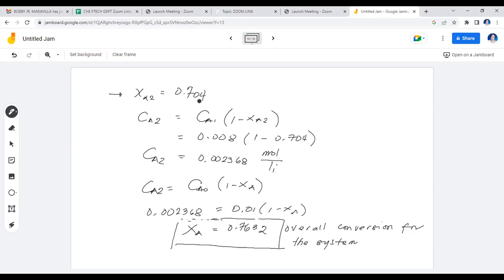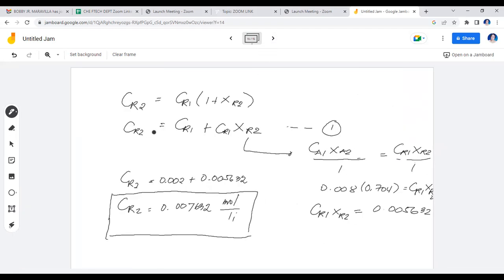Because this 0.704 is the conversion in the PFR only. This is not the overall conversion. So the overall conversion is always based on the final concentration, or the unreacted part of the reactant, and the initial concentration of that same reactant. And that's how you account for the overall conversion for your system of reactors, meaning if you have several reactors already in your system.